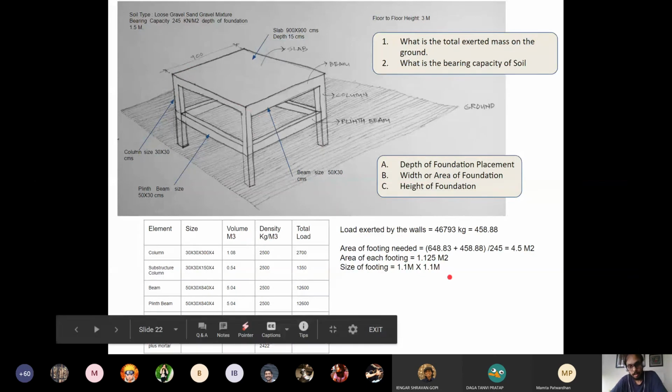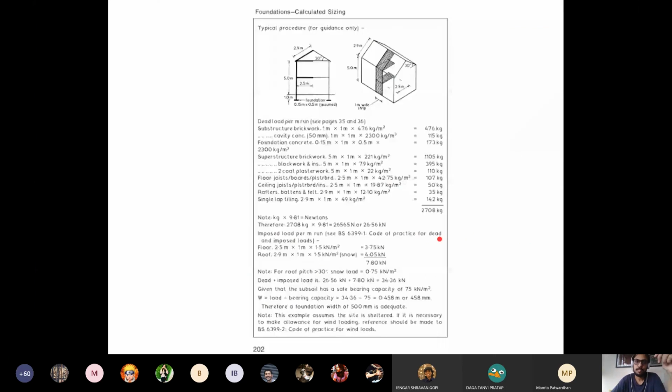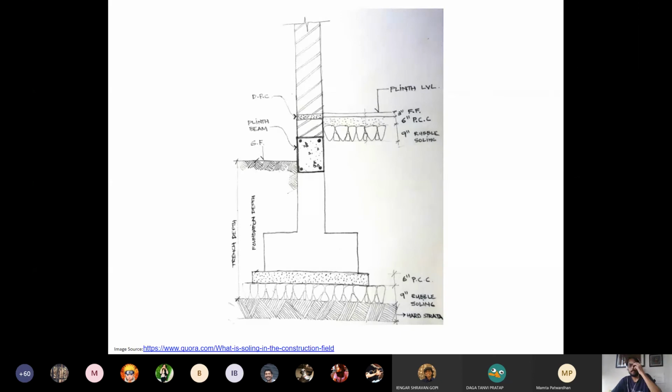Fundamentally, your area of the footing is total load divided by the bearing capacity. How you achieve that area of footing is in the different types of foundations that you will build. It will depend on how deep the foundations have to go and what is available in terms of your plot size and things like that.